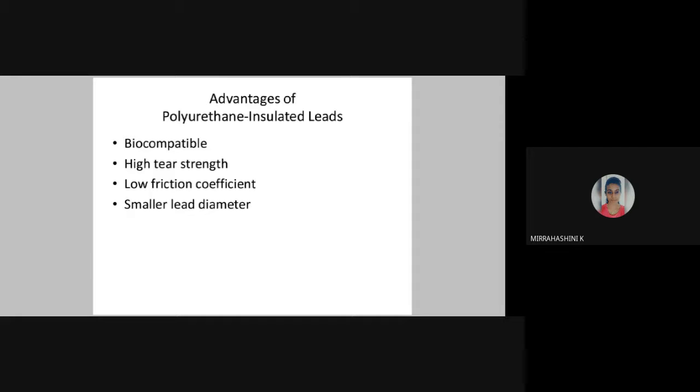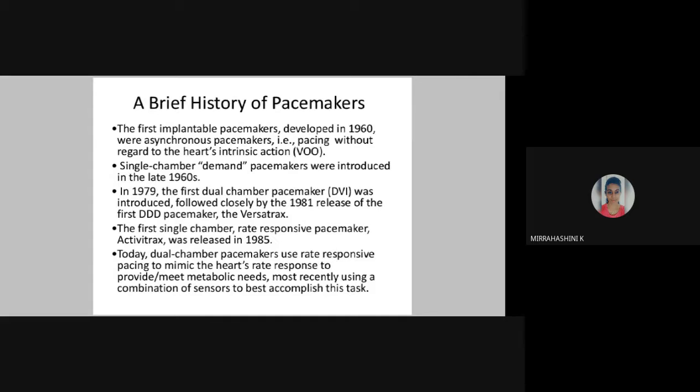So polyurethane is again a biomaterial, so it has more biocompatibility, high tear strength, a smaller lead diameter and a low friction coefficient. So when we look at the history of pacemakers, it was first developed in the year 1960.